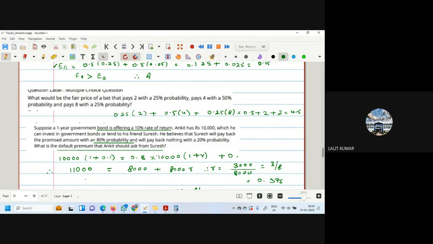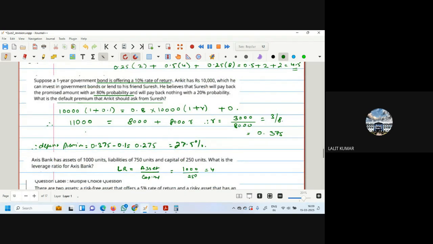Second is: what would be the fair price of a bet that pays 2 with a 25% probability, pays 4 with a 50% probability, and pays 8 with a 25% probability? So straight away we put the probabilities and find the expected value, which comes to 4.5.